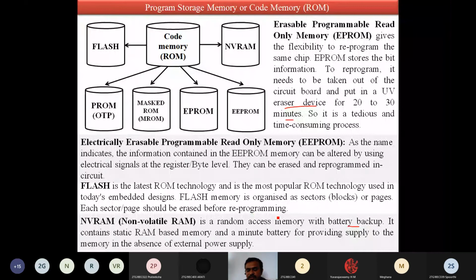So these are the types of ROM, read-only memories. We have code memory, where we can store data and instructions for read-only purposes. Even though the power is off, the data is kept securely. The types are based on how the program is done and how the read-only environment is provided: masked ROM, PROM, EPROM, EEPROM, flash memory, and NVRAM.